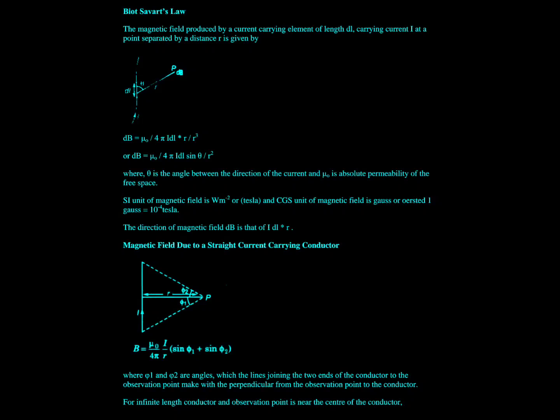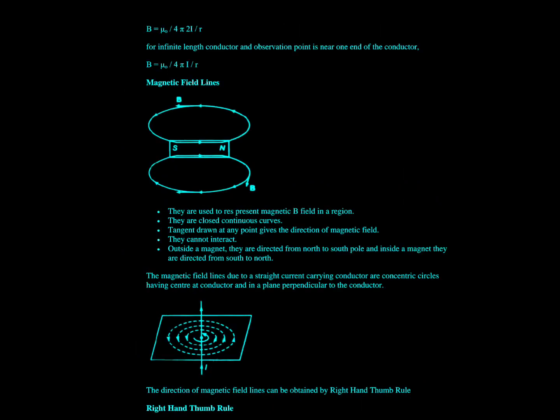The earlier expression holds for any type of conductor. And if we consider that the observation point is near one end of a conductor, then the expression for the infinitely long conductor gets changed and we have a new answer for the magnetic field.